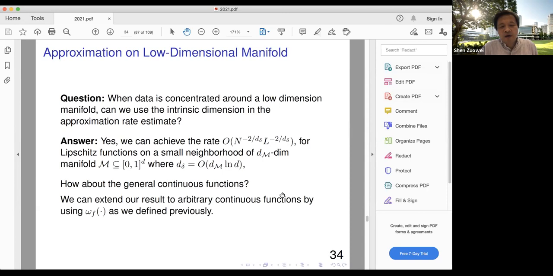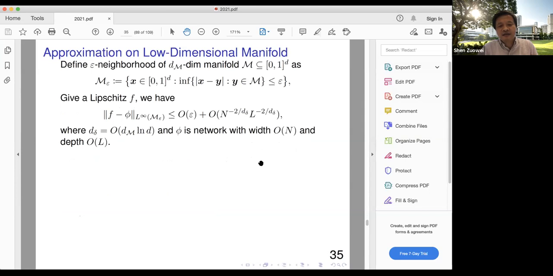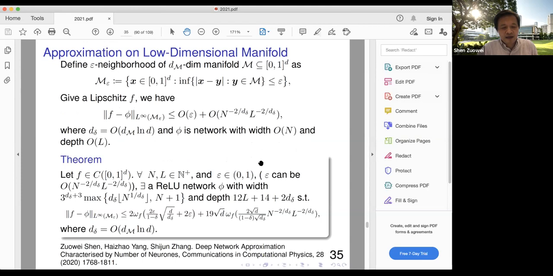So our result holds for the Lipschitz function, and of course we can do the continuous function. Also, many people always assume your data is on the lower dimensional manifold, but realistically, our assumption is more practically meaningful. We assume the data is in the neighborhood of the lower dimensional manifold. So this is the mathematics, and you can make it stronger and more regular. That's what we have.